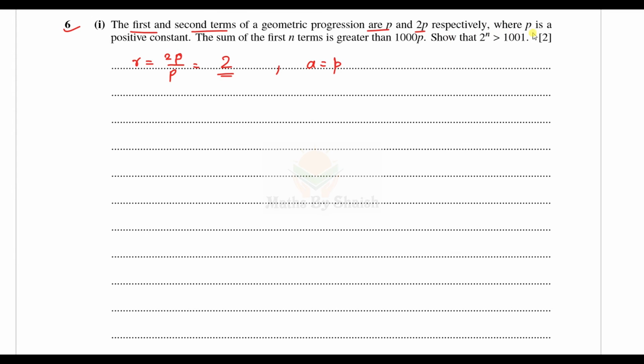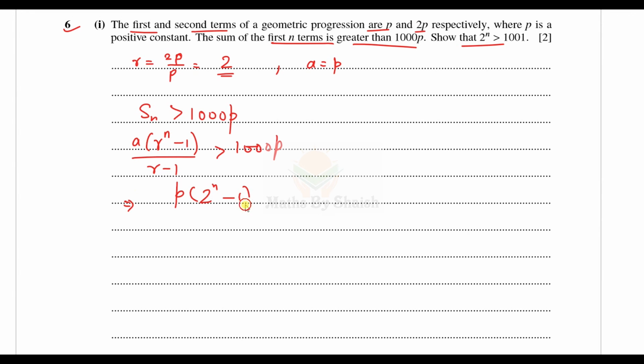Where P is a positive constant, the sum of the first n terms is greater than 1000 times P. So Sn is greater than 1000P, and we need to show that 2 raised to the power n is greater than 1001. So let's put the values. We know that r is greater than 1, so the Sn formula will be a into r to the power n minus 1 upon r minus 1, and that should be greater than 1000P. Putting in the values, we get P into 2 raised to the power n minus 1 over 2 minus 1, which is 1, greater than 1000P.